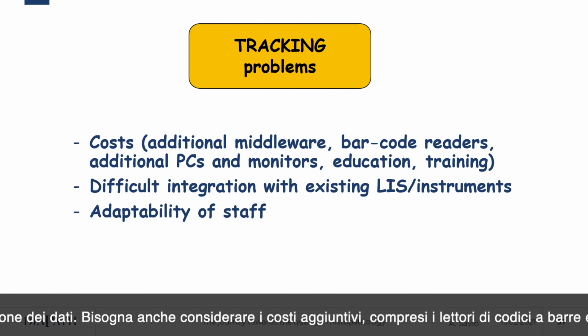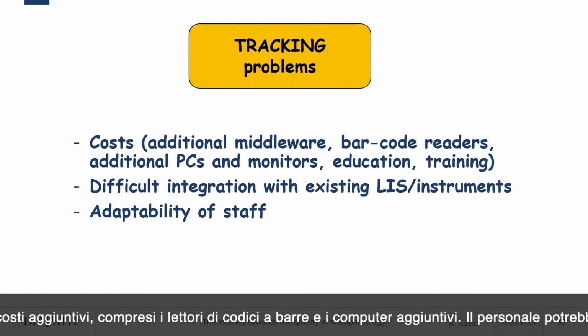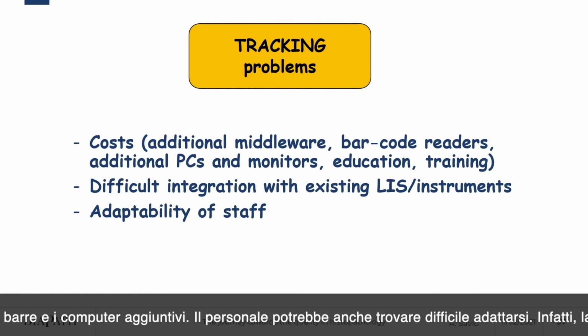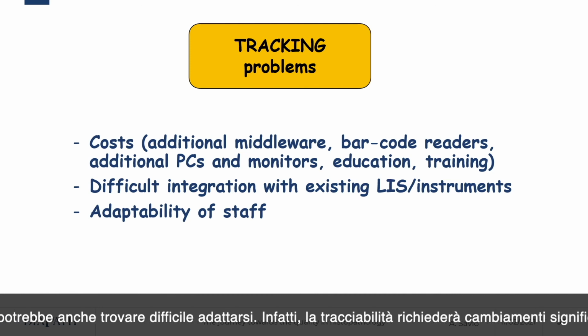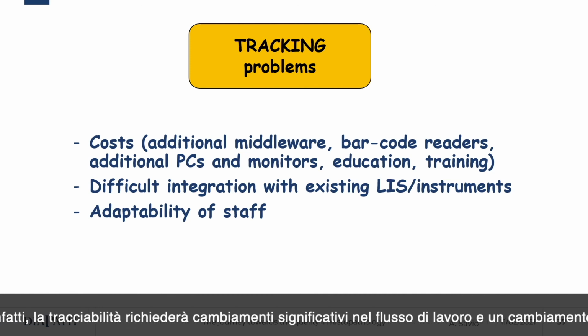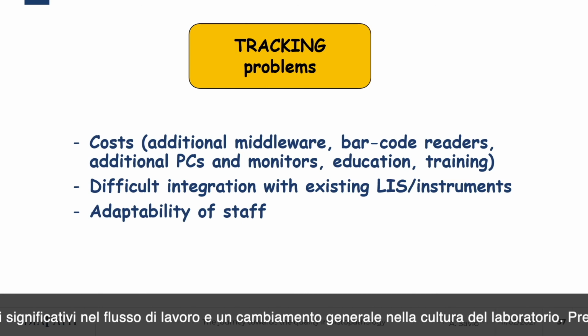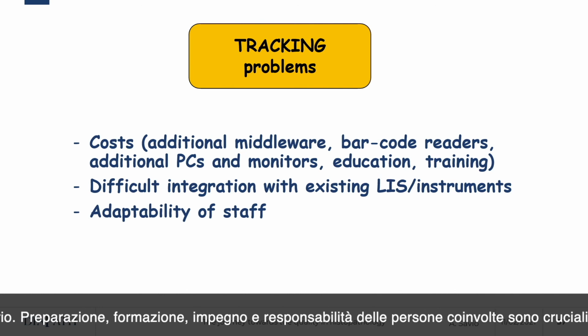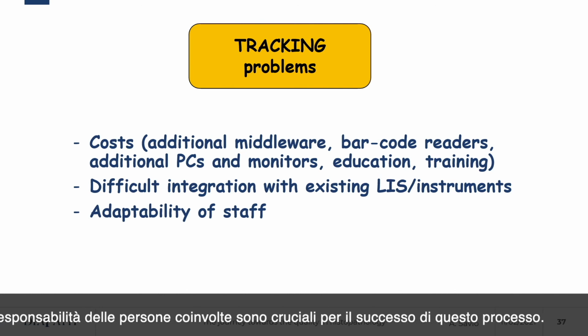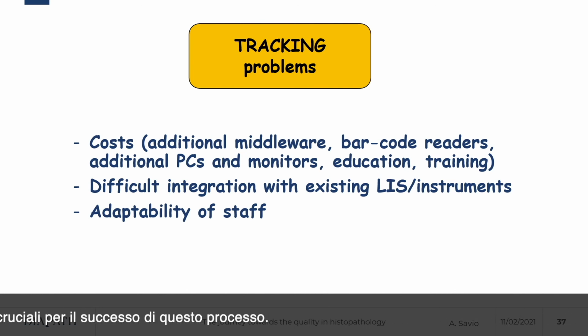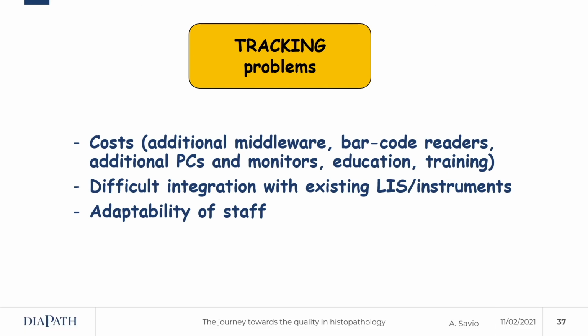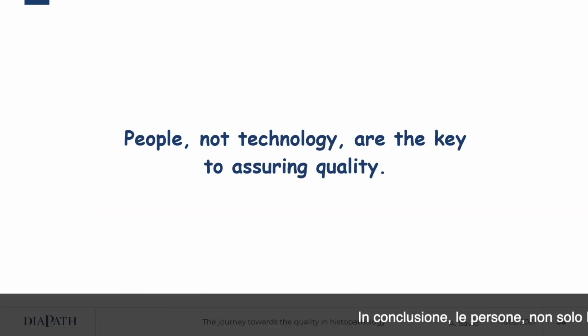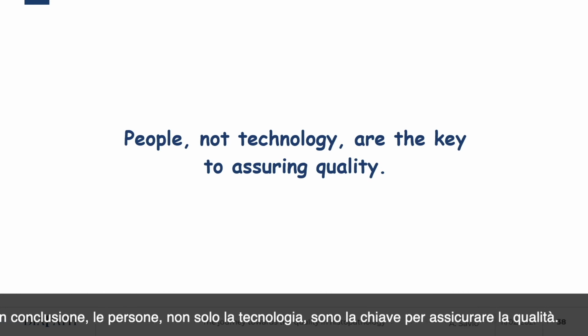Additional costs also need to be considered, including barcode readers and additional computers and monitors. The staff might also find it difficult to adapt. In fact, tracking will require significant changes in workflow and an overall change in the culture of the laboratory. Preparation, training, commitment, and accountability of the people involved are crucial to the success of this process. In conclusion, people, not technology, are the key to assuring quality.